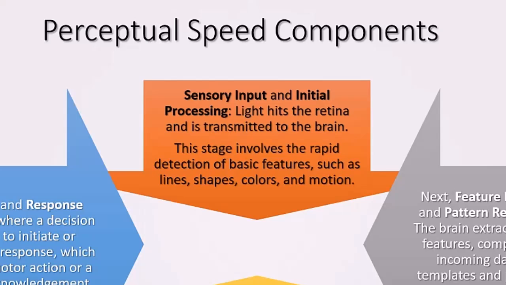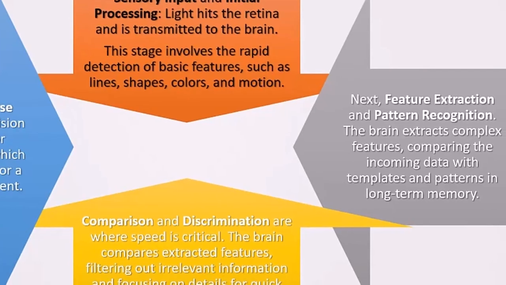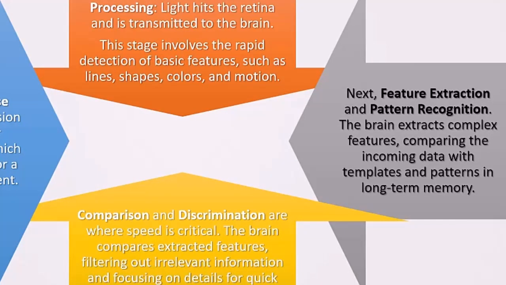Light hits the retina and the visual information is transmitted to the brain. This initial stage involves the rapid detection of basic features like lines, shapes, colors, and motion. Next, the brain uses that information in a process called feature extraction and pattern recognition. The brain then starts to extract more complex features. For example, it might identify a specific letter, a familiar face, or a particular symbol. This involves comparing the incoming visual data with stored templates and patterns in long-term memory.